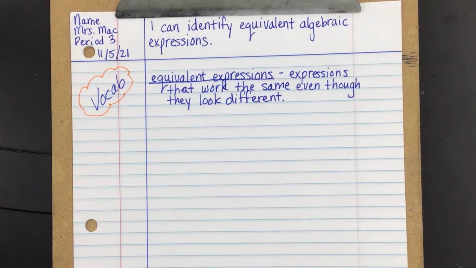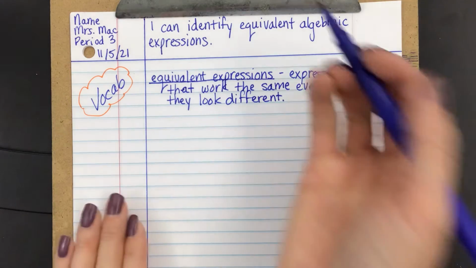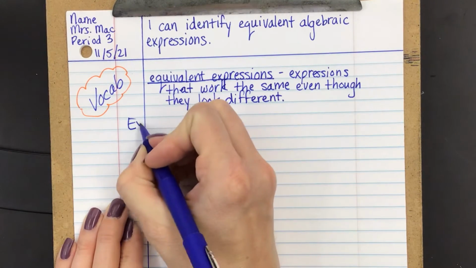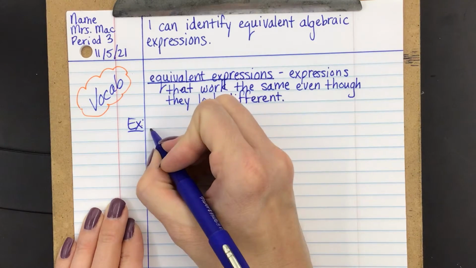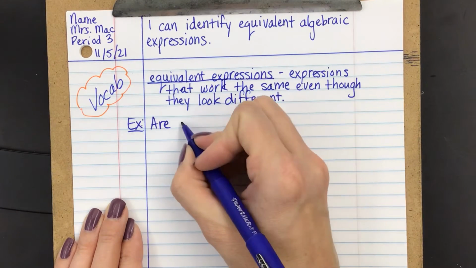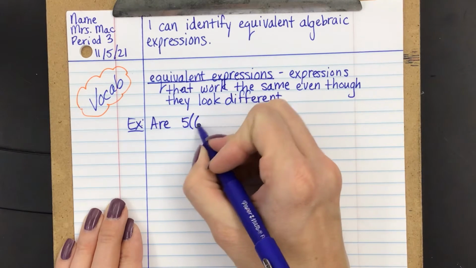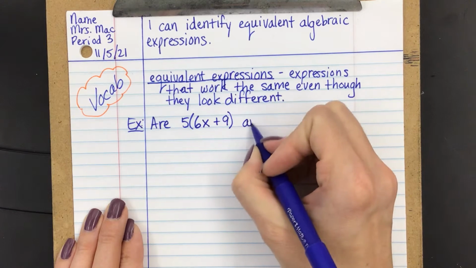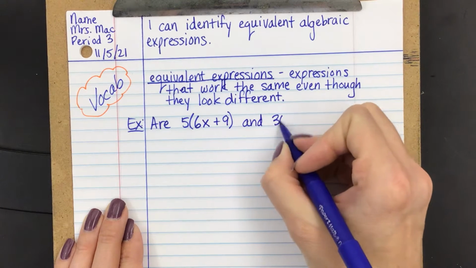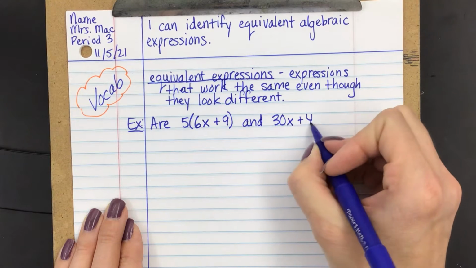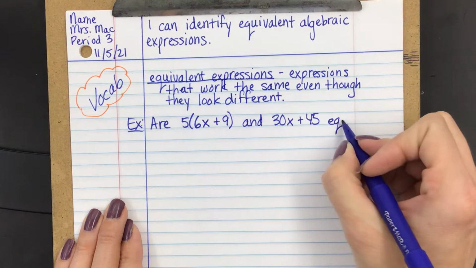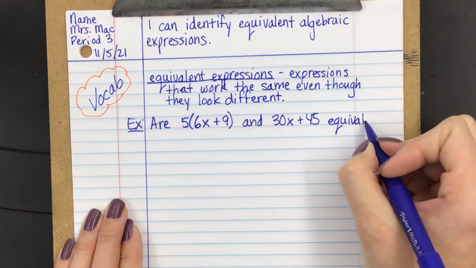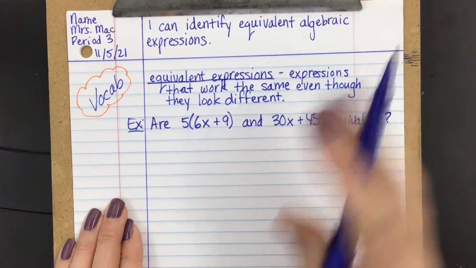So let me do an example so that you can actually see what that looks like. I'm going to do a really basic example, but we'll ramp it up during the lesson. So let's say we have 5 times the whole thing, 6x plus 9, and the expression 30x plus 45. Are they equivalent? That's what we're going to try to answer here.